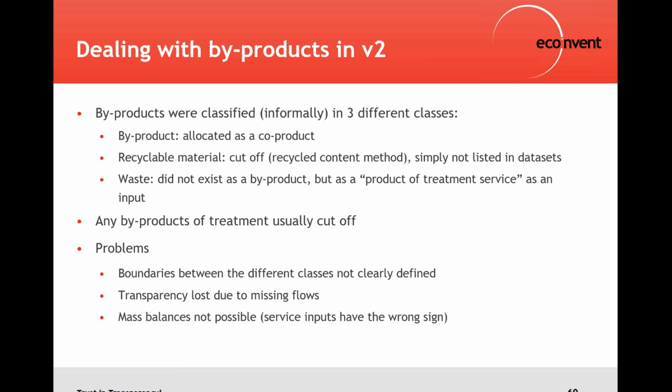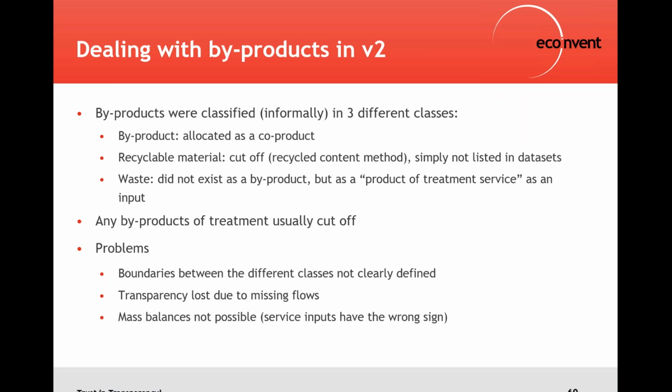Let's attack the second big difference in the modeling choices, which is how we deal with byproducts. How were we dealing with byproducts in version 2? I ask those of you that are experienced users of version 2. In version 2, byproducts were informally classified in 3 different classes: byproducts that were allocated as co-products, recyclable materials that were cut off, so they were not listed in the datasets, and wastes that did not exist as a byproduct, but as we have seen, existed as a product of a treatment service, as an input. Any byproducts of the treatments were normally cut off.